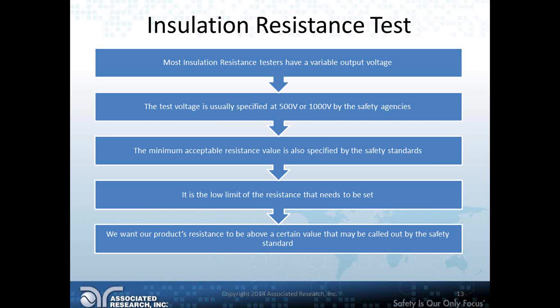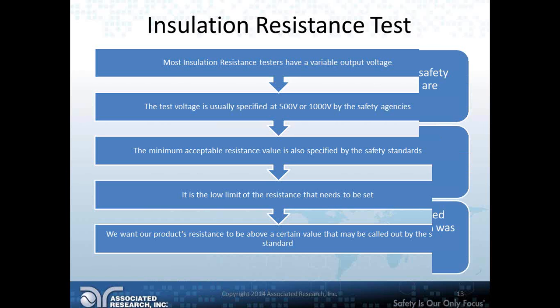For example, some safety standards call out for an insulation resistance value to be at least 1 megaohm or 2 megaohm. Based on that, we can set our low limit for the resistance for this test, and that will also ensure that we're not getting any false failures or passes in our test. So we basically want our product's resistance to be above a certain value, and that is why the low limit is very important here.